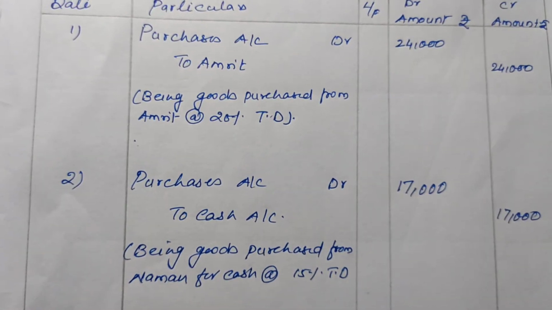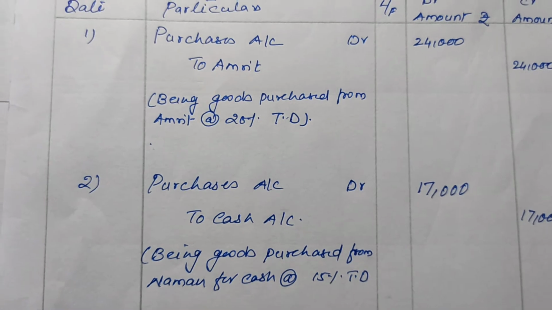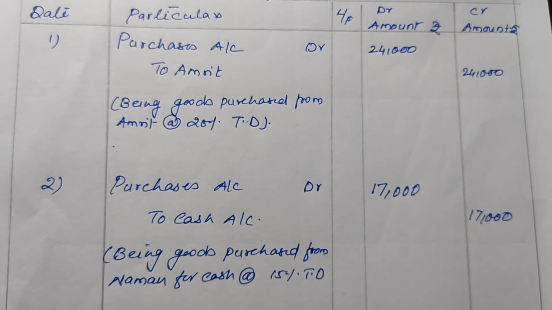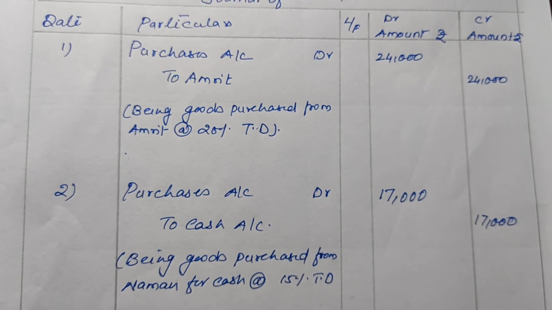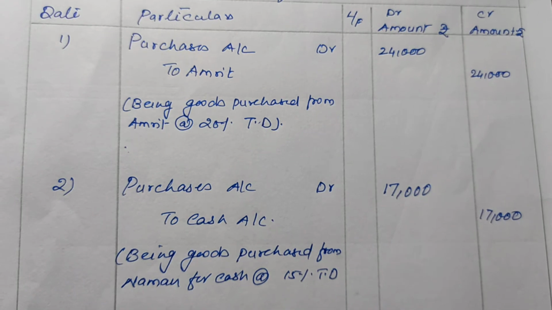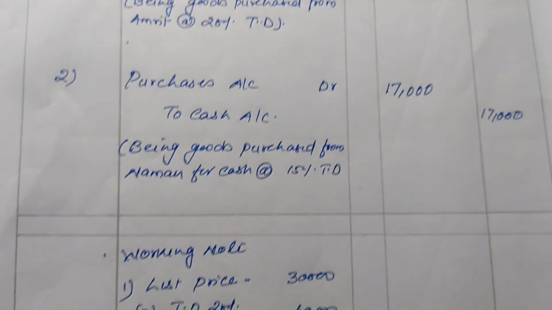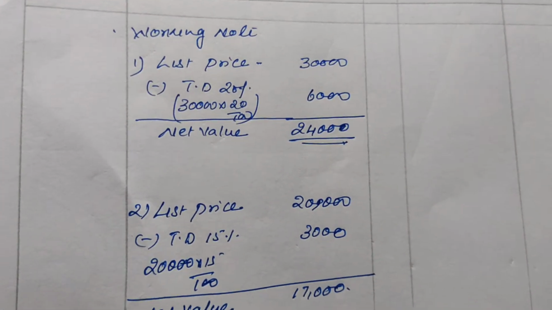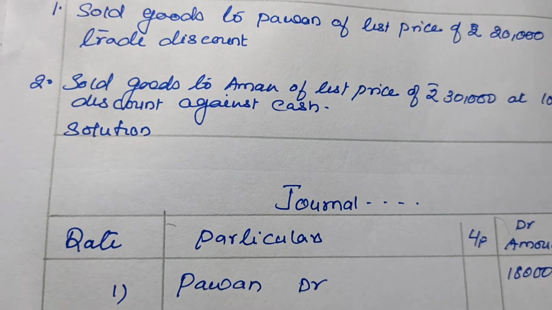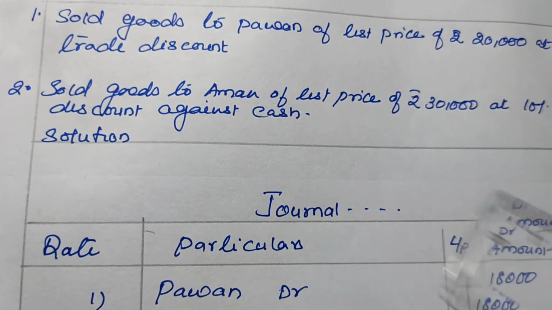Okay, so when trade discount is given, the trade discount will not be entered in the books of account. Net value will be recorded in the books of account. There will be no change in the journal entry, only the amount will be changed. Okay, now let's see the transaction of sales. Sales also we will see transactions, one of credit and other of cash.